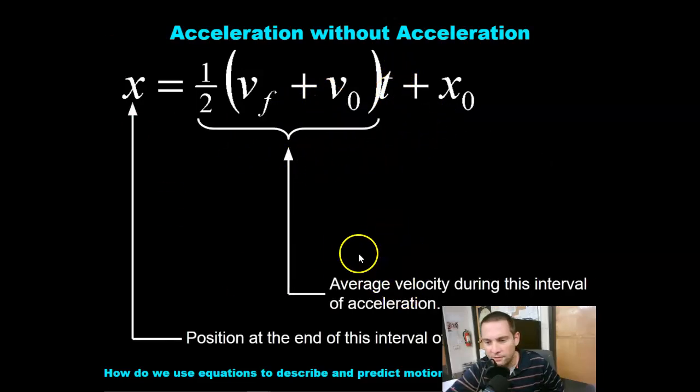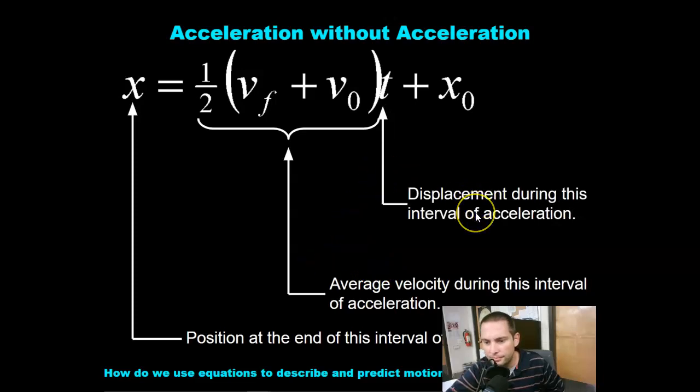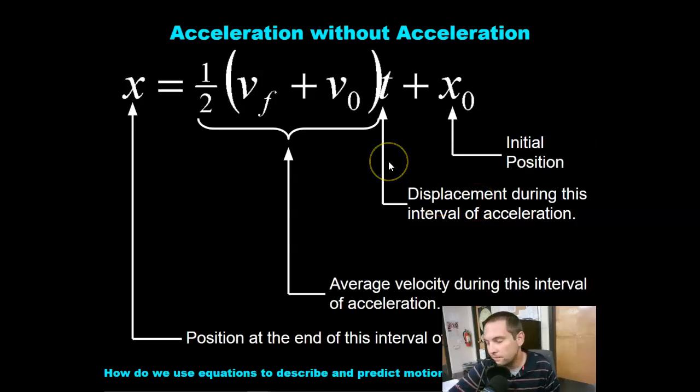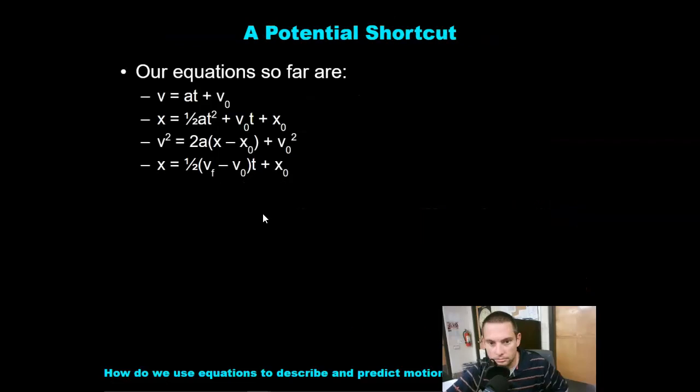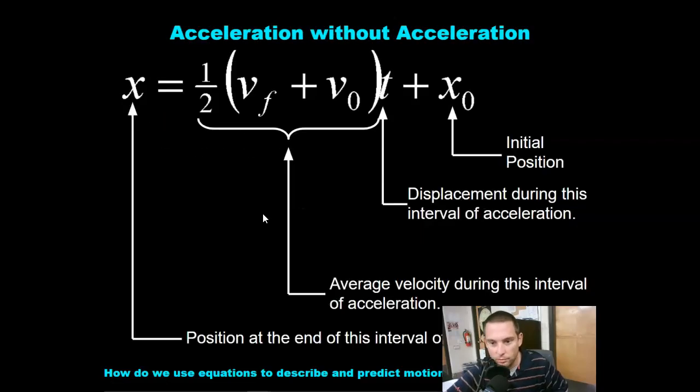Position at the end of the interval, average velocity during this interval of acceleration, displacement during this interval, and the initial position. Now, of these four equations, this is the only equation that is not given to you for your AP exam. I don't really know why. I guess it's pretty easy to figure out. Either way, that's just what we have.